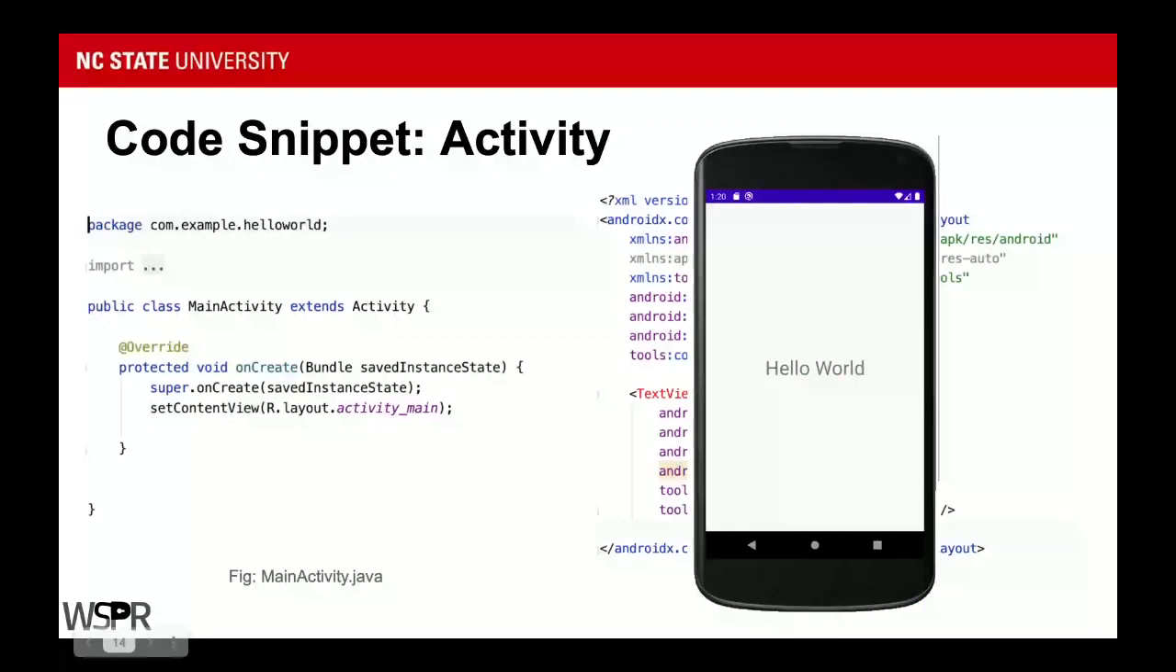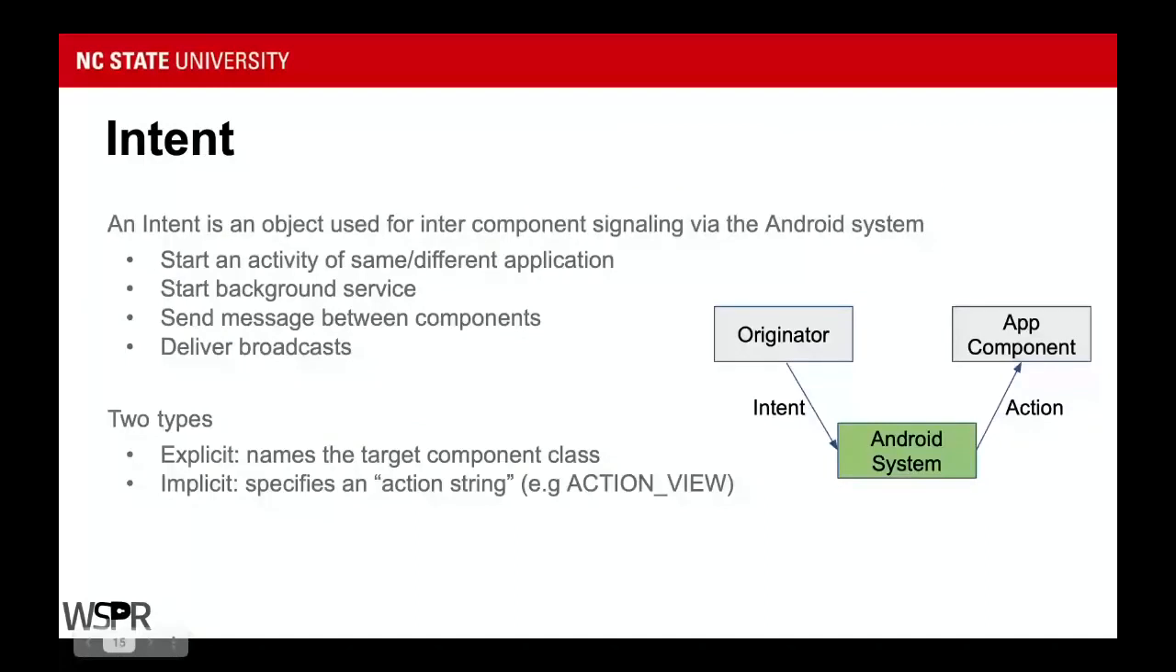Next, let's talk about intent. It is not a basic component like activity, but we need to understand what intent is for better understanding the other components. And intent is a class which is used for passing messages and signals between activities. For example, you want to trigger a new activity. You do that using intent.